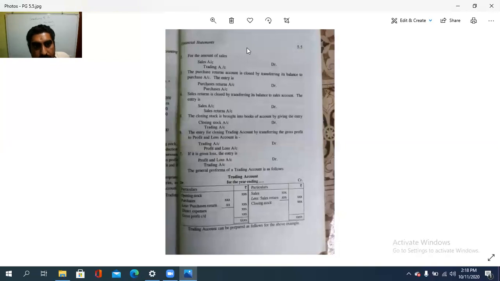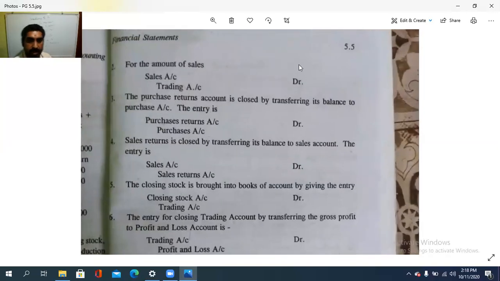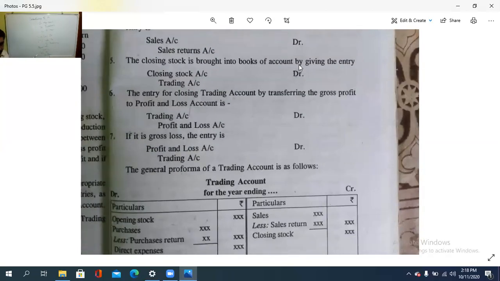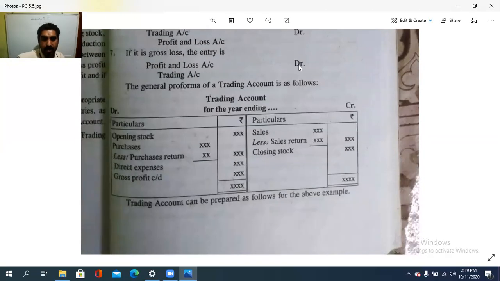See, for the amount of sales, sales account debit to trading account. For the amount of purchase returns, purchase returns account debit to purchases. If sales returns account is there, then sales account debit to sales returns. Then closing stock account debit to trading account, and trading account debit to P&L in case of profit, and if it is a gross loss, then P&L debit to trading account. So the general pro forma for the trading account is this one.